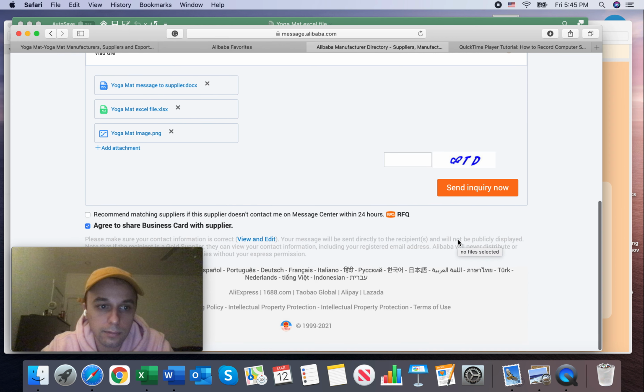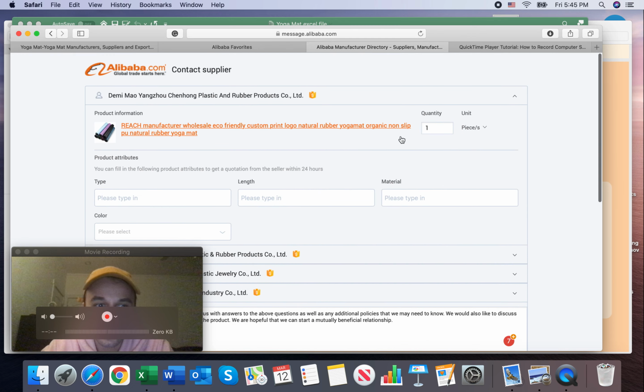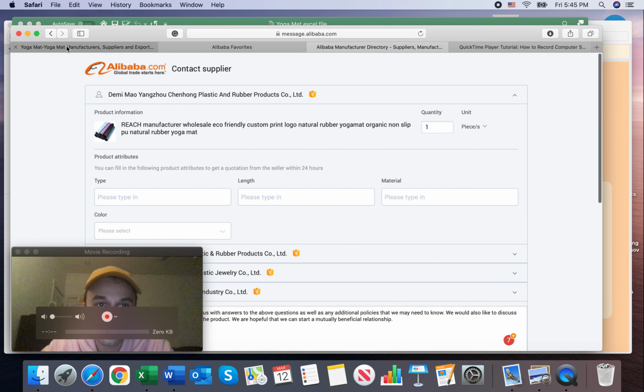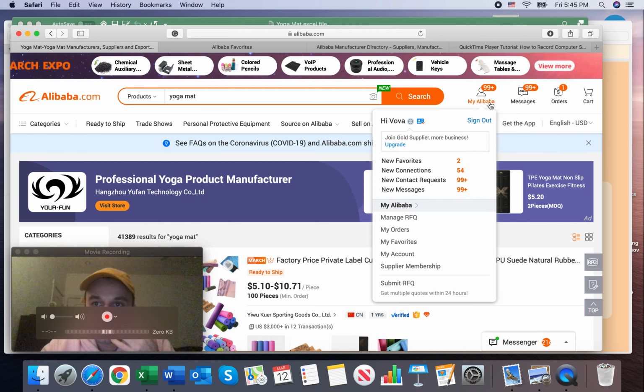And that's it. Make sure you uncheck this agree to share business card with supplier. And make sure you put this security code. And then you just click on the send inquiry now. The supplier is gonna receive your message usually right away, and they're gonna be able to answer you within like 24 hours or so.